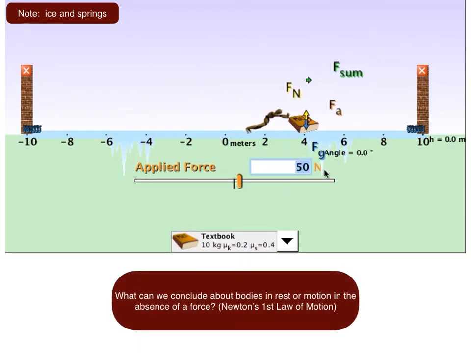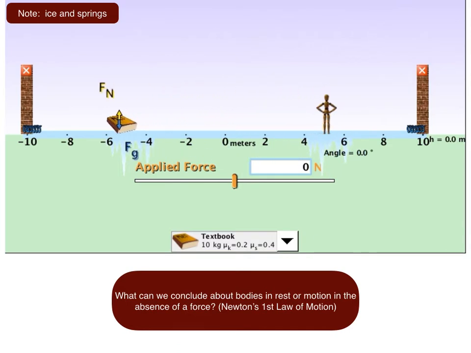So what can we conclude about objects at rest or objects in motion in the absence of an applied force? We conclude that they will not accelerate, that they will continue to stay at rest, or they will be constant and continue to stay in motion in the absence of an applied force. This is what we call Newton's first law of motion.